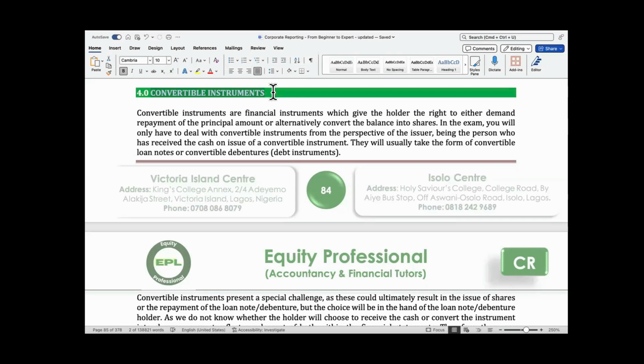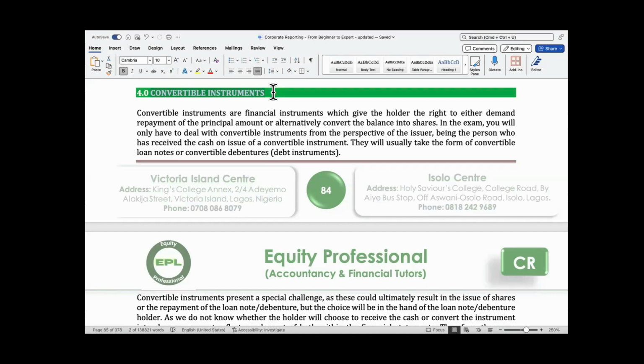Because we are not sure what the decision of the investor would be, right from today we would need to account for such an instrument as having elements of debt and equity. So that's why they call it a compound instrument, though it is primarily a debt. It is primarily a debt because we borrowed money.